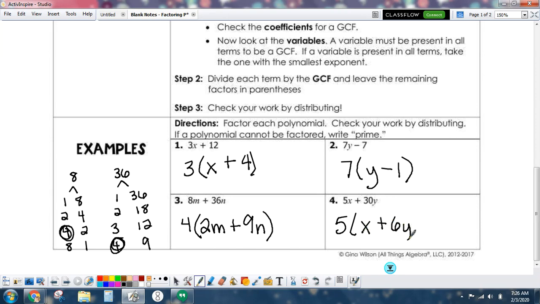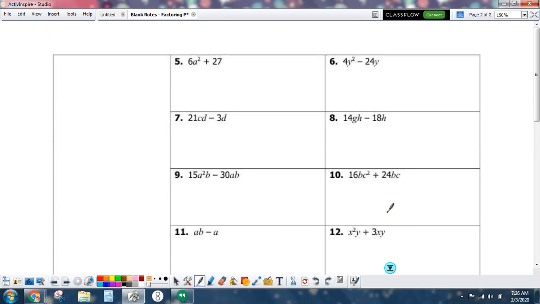All right, number 5. So this time, again, we don't have a variable to pull out, so go ahead and try this one. Your common factor here should be 3. And then you're left with 2a squared plus 9. All right, so for number 6, we do have a common factor here.